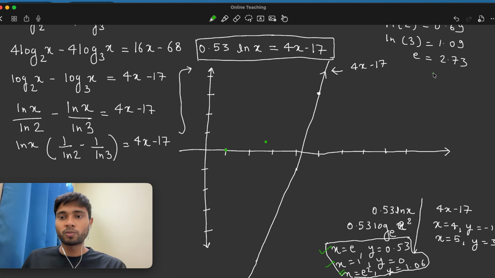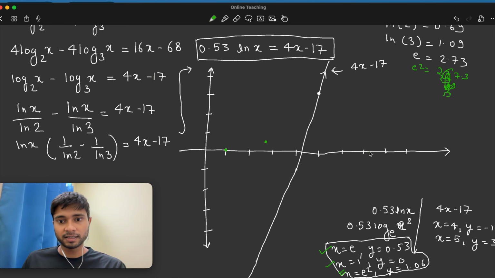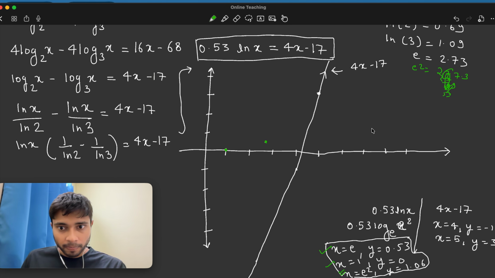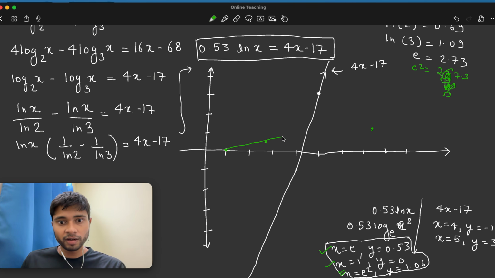So e square means 2.7 whole square, which is something like 7.3. Okay, e square is 7.3 approximately. So 1 2 3 4 5 6 7, this is 7.3. At 7.3 the value will be 1.06. So this is roughly 1, it is 1.06. So this is how the log curve will look.